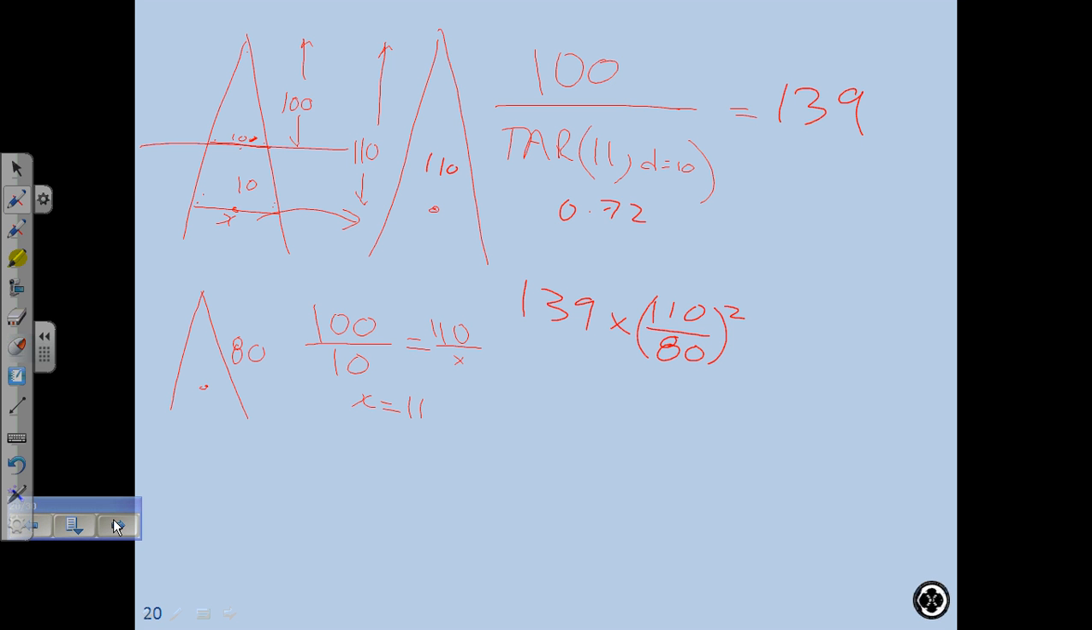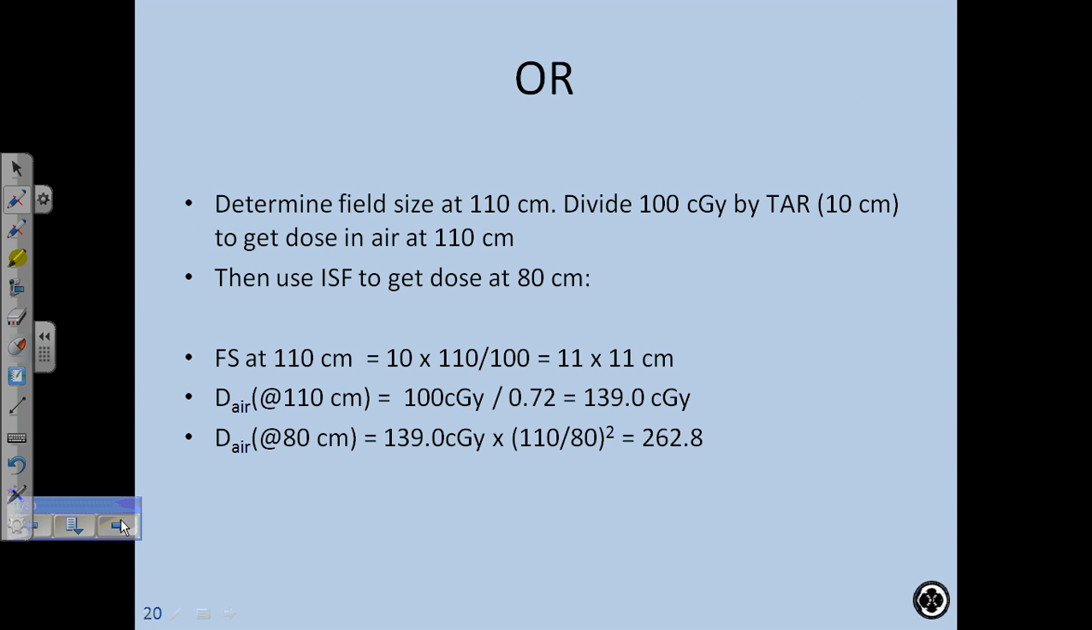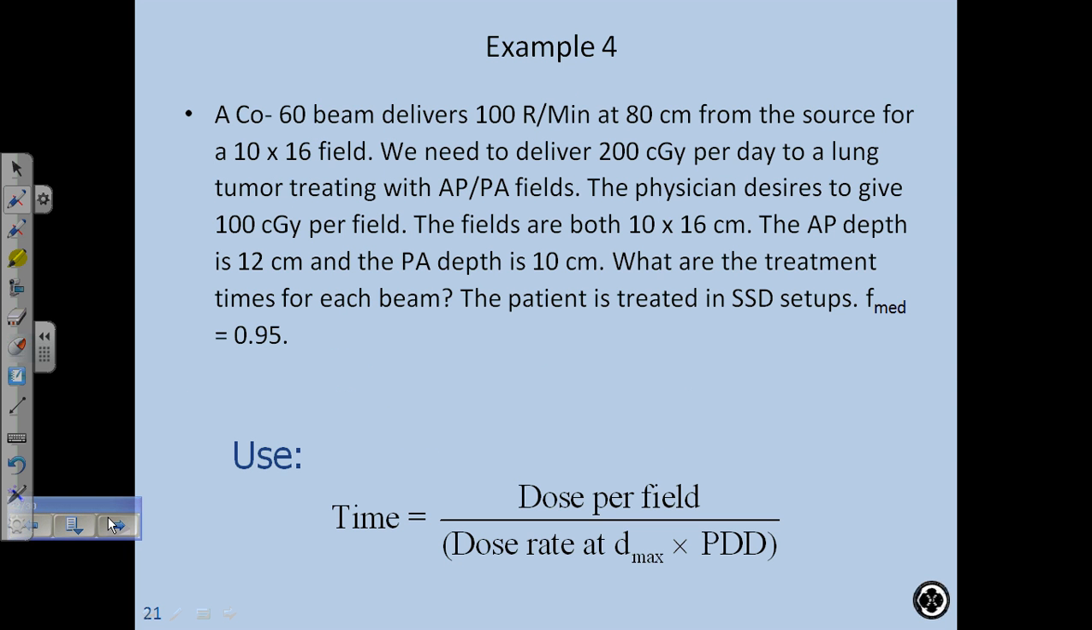Okay, so what do we got? 263. Okay. So pretty close to our last problem, right? Okay. So both ways, TAR works, PDD works. Next. Okay, so now that's what we just did. You did 263. Example 4.